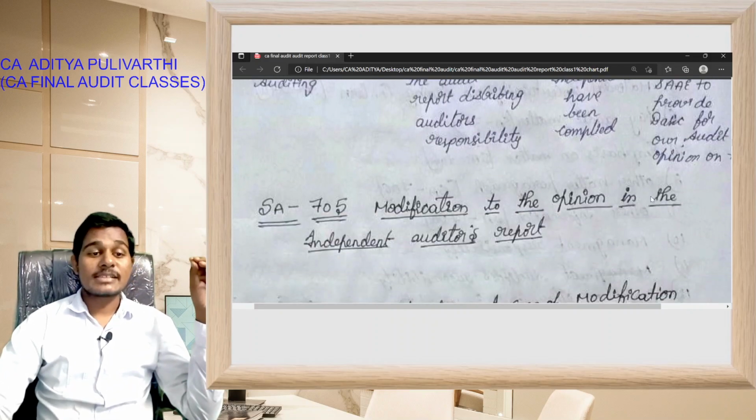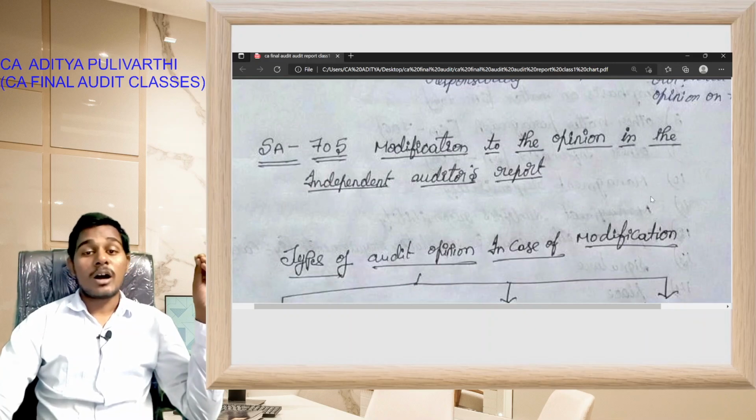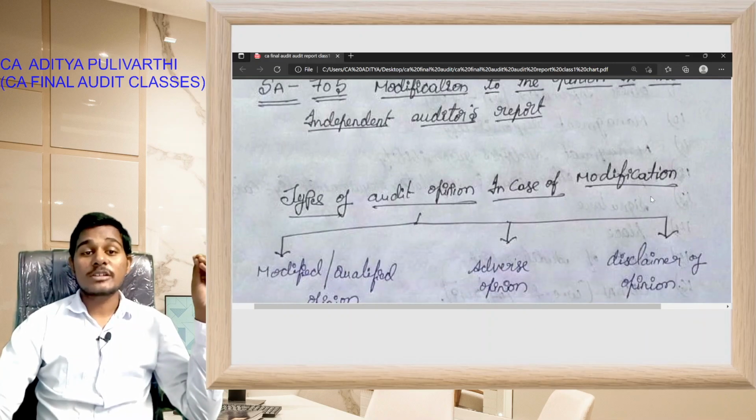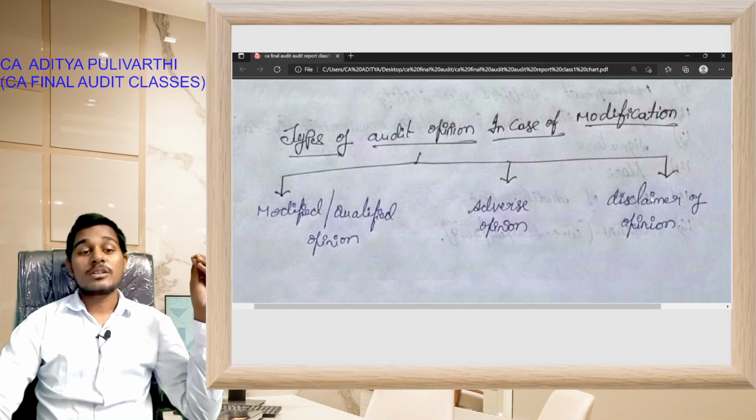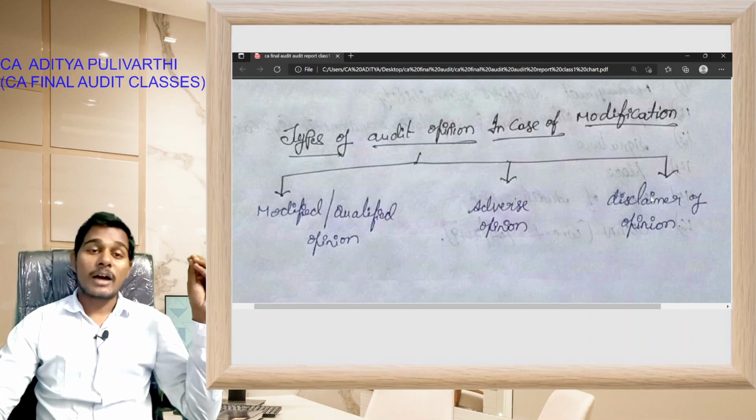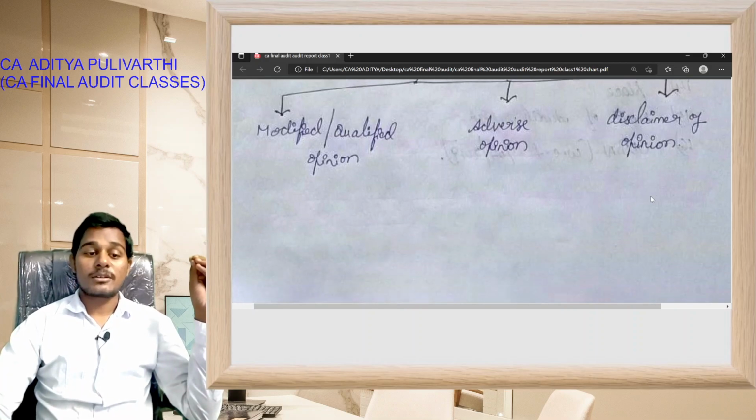Next, SA 705, modification of opinion in the independent auditor's report. See students, in the case of modification of opinion, there are 3 types of opinion given by the auditor, that is modified or qualified opinion, adverse opinion and disclaimer of opinion.